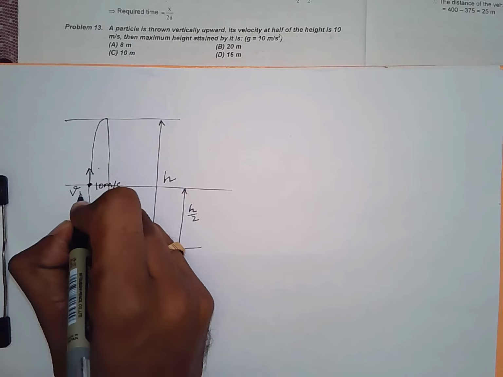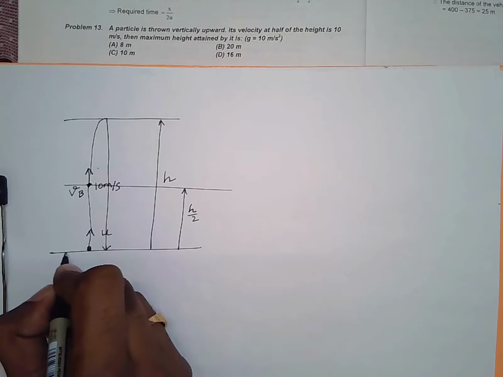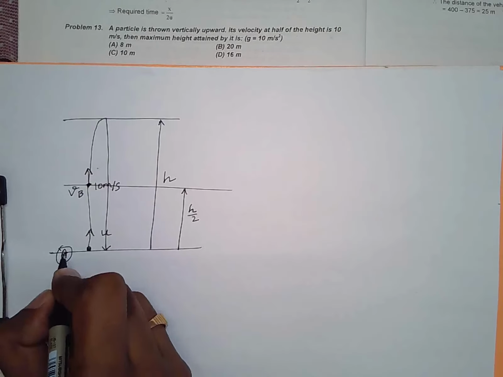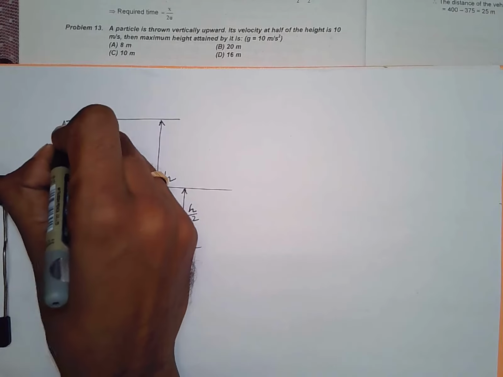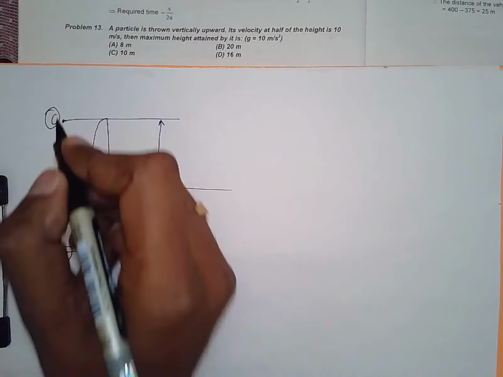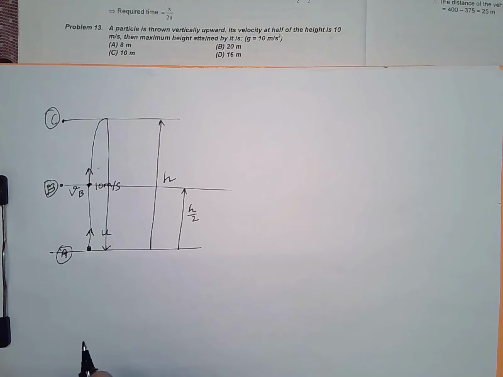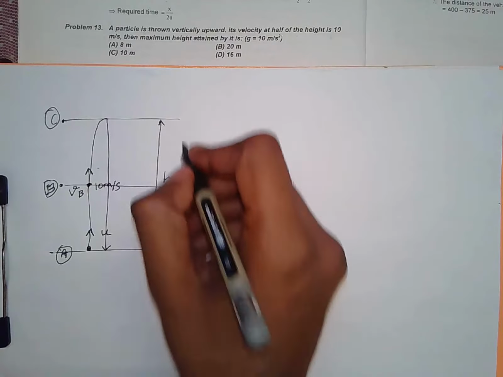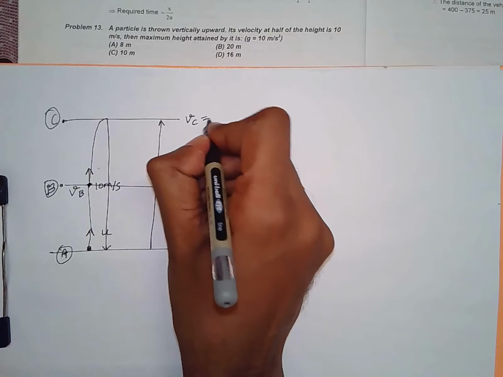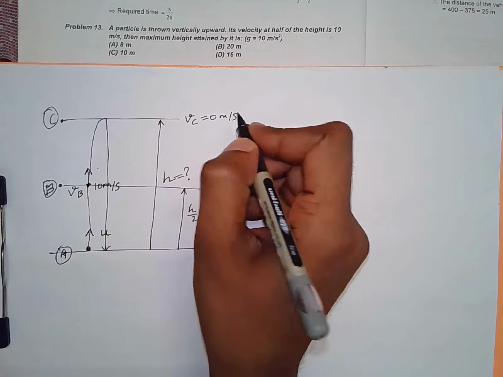Let us call this velocity VB. Let us call this point A. Let us call this point B. Let us call the maximum height as C. So now we need to find h, and we know the velocity at C is 0 meter per second because that is the maximum height.